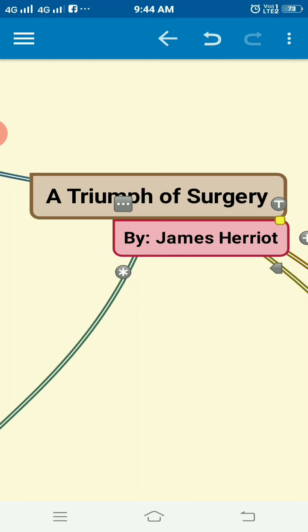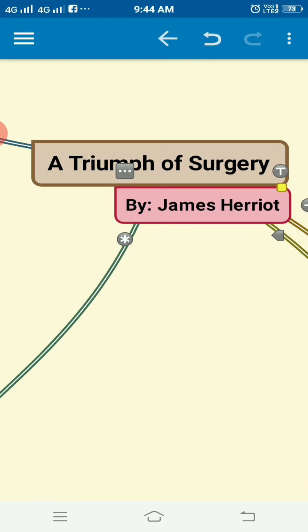Today I am going to explain to you Chapter 1 from your supplement reader Footprints Without Feet of Class 10. The name of the chapter is A Triumph of Surgery. It is written by James Herriot. Before starting the explanation of the chapter, let us know why this chapter is included in your course book.